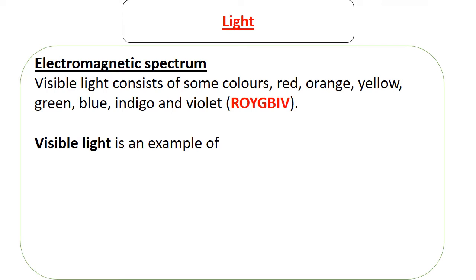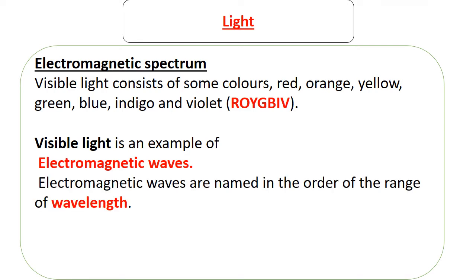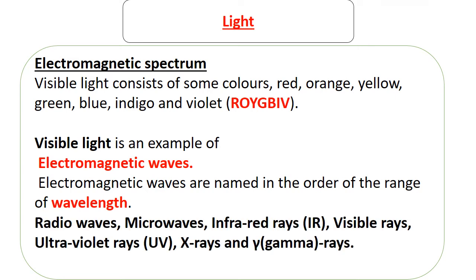Visible light is an example of electromagnetic waves. Electromagnetic waves are named in the order of the range of wavelength or frequencies. Examples of electromagnetic waves are radio waves, microwaves, infrared rays, visible rays, ultraviolet rays, X-rays, and gamma rays. With that being said, let's take a look at some properties of these electromagnetic waves.